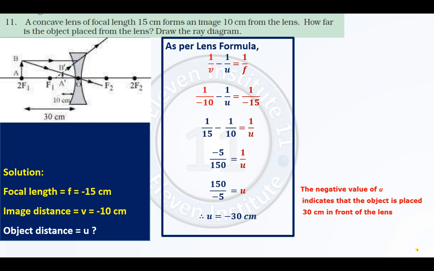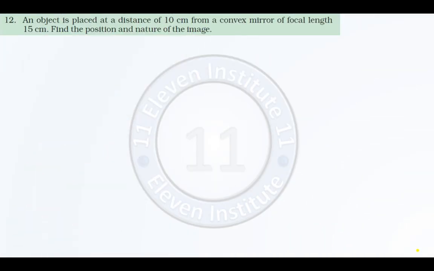So now we will move ahead to the next question. Yes, number 12. An object is placed at a distance of 10 centimeters from a convex mirror. Yes, very good, convex mirror. But before that, the object distance is 10 centimeters. So we will write over here u is equal to minus 10 centimeters because object distance is always negative.